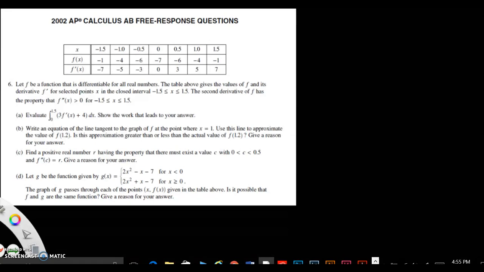The second derivative of f has the property that f double prime of x is greater than 0 on the interval. Okay, that part's important. They usually throw it in later into a question where you're going to have to relate that.